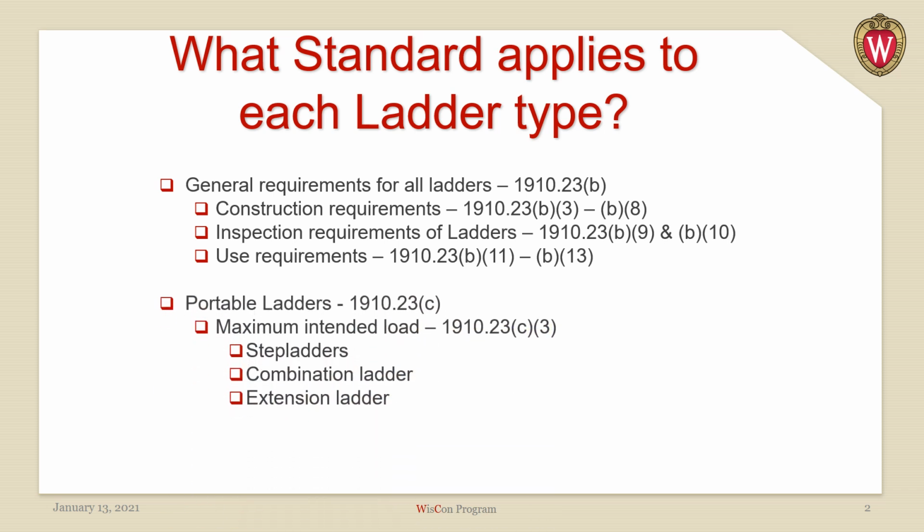Then we look in a little more detail as the standard goes into portable ladders. Portable ladders are found in 1910.23 subparagraph C. This falls into more of the maximum intended load that you see in 1910.23 C3, ensuring that a ladder is not loaded beyond its maximum intended load. And the maximum intended load is defined in 1910.21 subparagraph B, which includes the total load, weight, and force of the employee and all tools, equipment, and materials being carried.